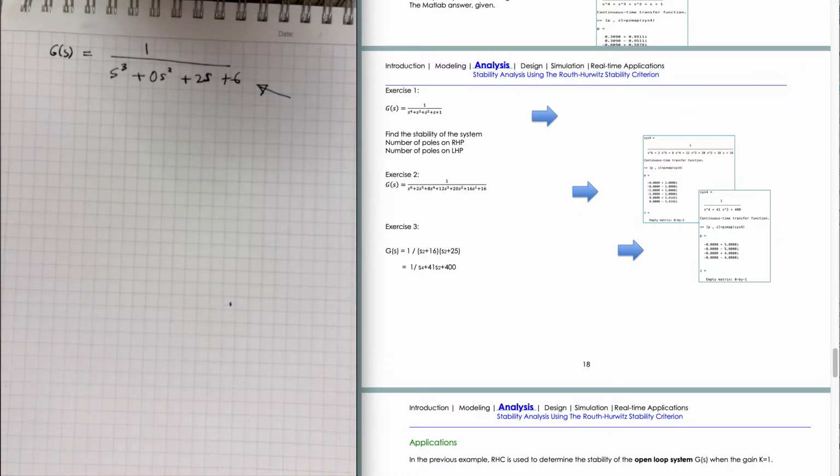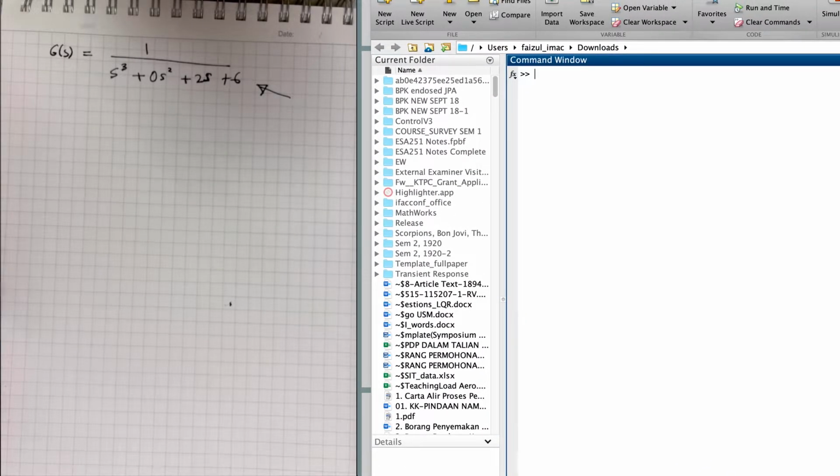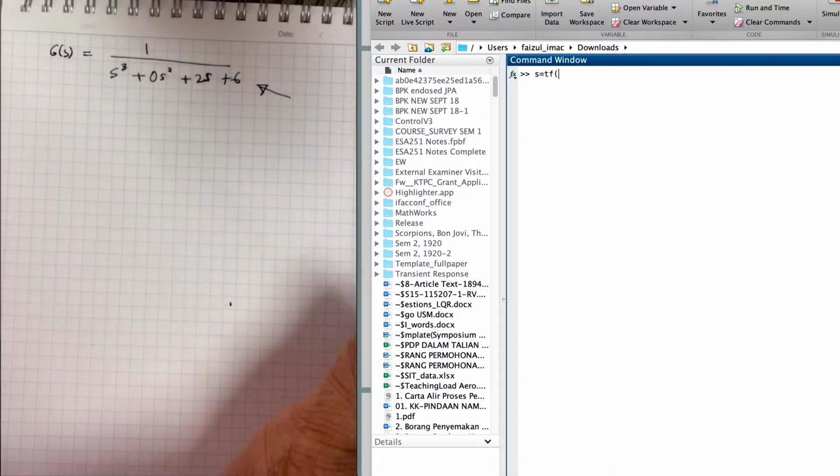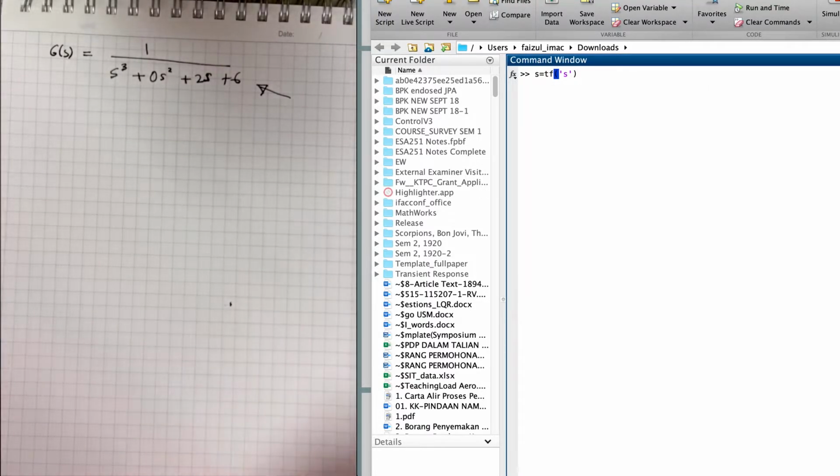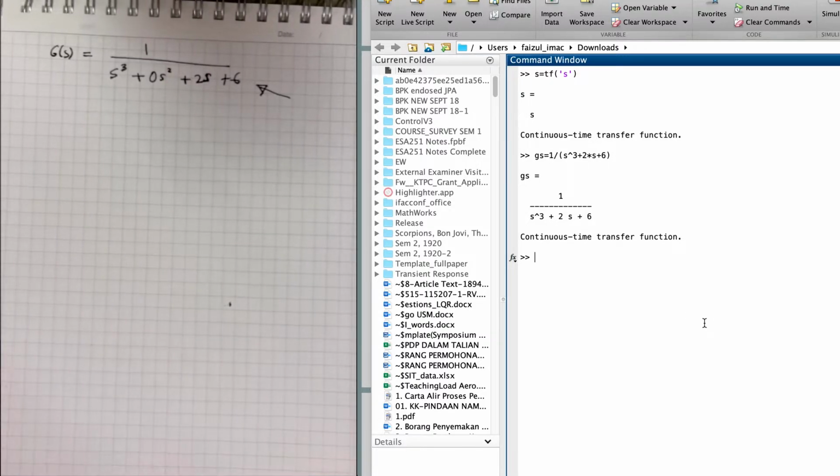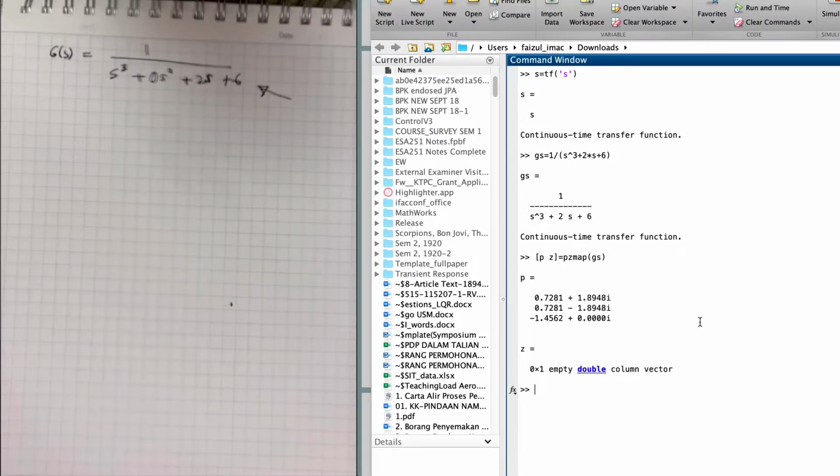So it turns out, let's say I use MATLAB here. G(s) equal to 1 over s^3 plus 2s plus 6. All right, so that's exactly our system. Then we can run p = pzmap(g), with G of s. Then we can see that there are three roots, right?